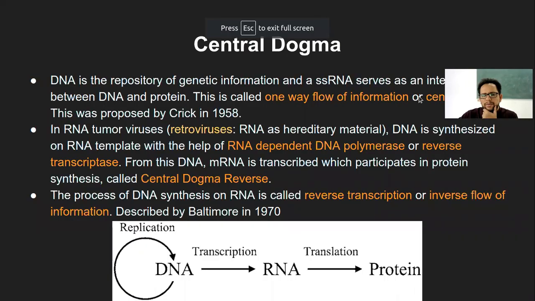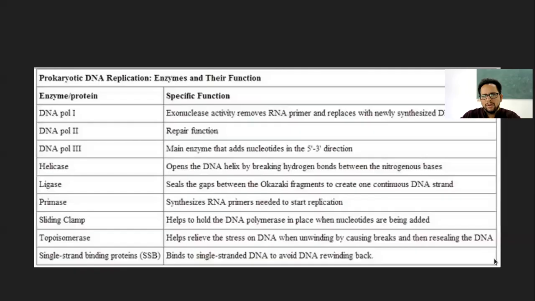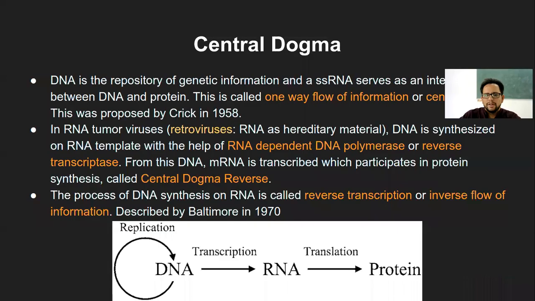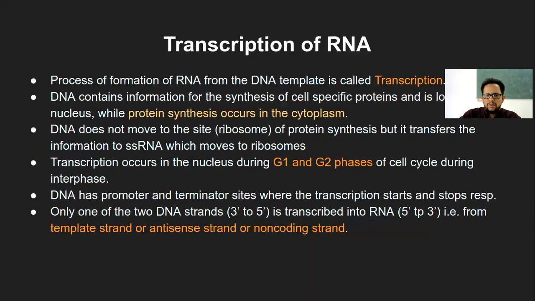Okay, so last class we had finished the process of replication and also the different enzymes which are involved in replication. That is what we had seen, and we had looked at the central dogma of the cell, or of biology. So now we'll be starting with the next step and another important process, that is transcription of RNA.